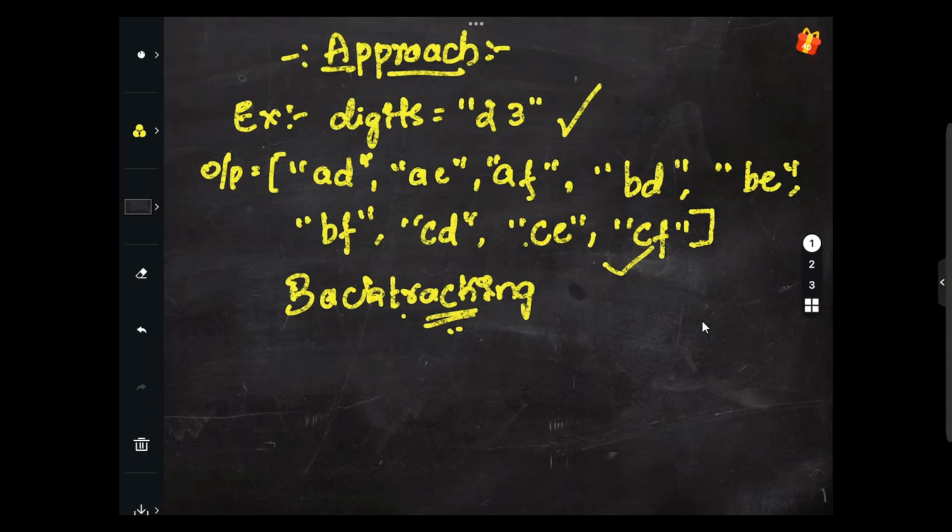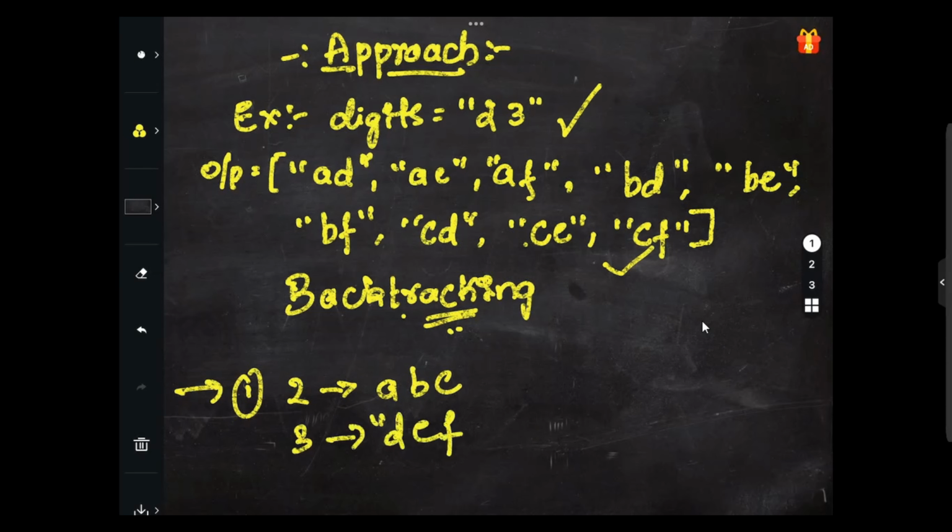First, we will map the digits to letters. For 2, we have ABC. For 3, we'll have D, E, F. So we are mapping 2 to ABC and 3 to D, E, F. That's what we are doing.